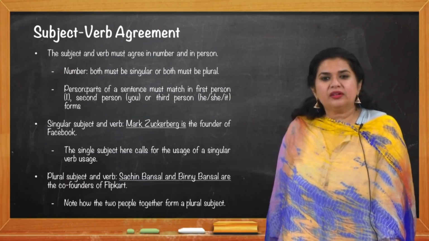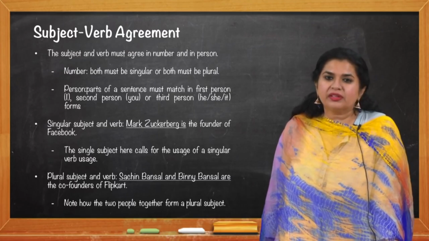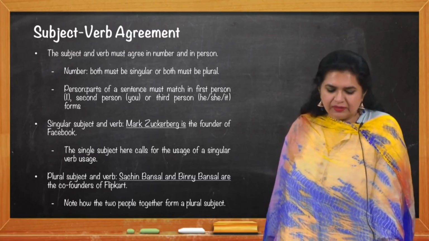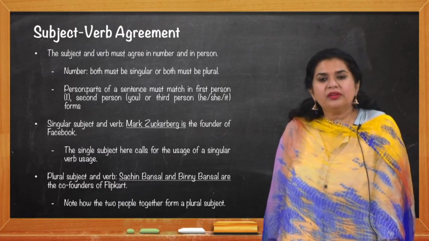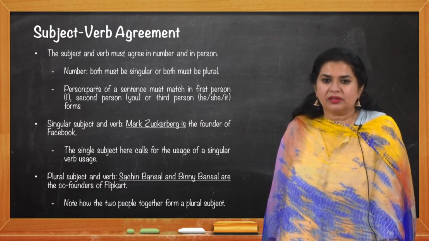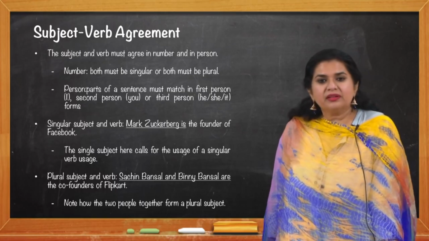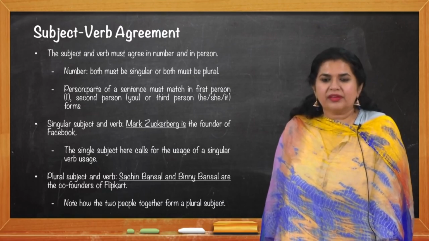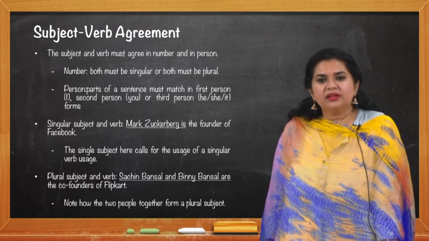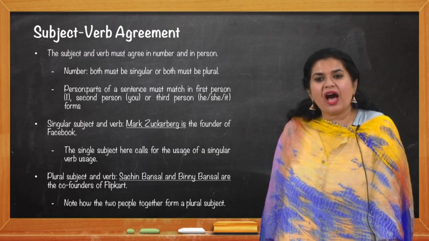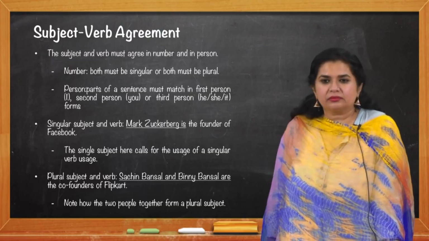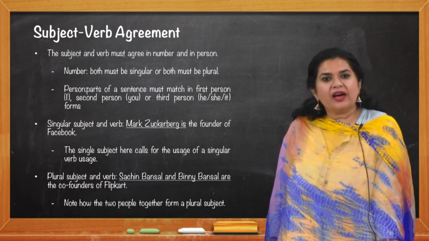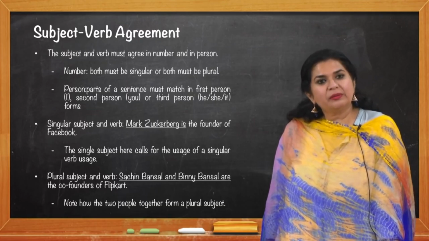Now, subject verb agreement: subject and verb must agree in number and in person. For example, number: both must be singular or both must be plural. Person: parts of a sentence must match in first person, second person you, or third person he, she or it. So, first person is I, also we and our; second person you; third person he, she, it. All these are singular. When you make them plural, they become they.